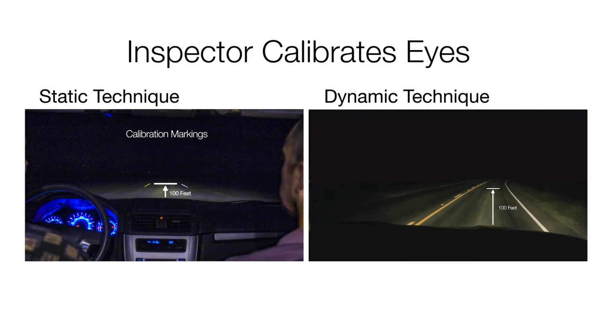Calibration can take place while stationary or while moving at highway speeds, as long as the retroreflectivity values in the calibration area are known and are at or above the minimum levels. Calibrating the eyes needs to be conducted under nighttime conditions, just like the inspection itself. When viewing the calibration markings, the inspector focuses about 100 feet in front of the vehicle and commits to memory the appearance or brightness of the calibration markings. For more detail on the calibration process, see the Methods Report.